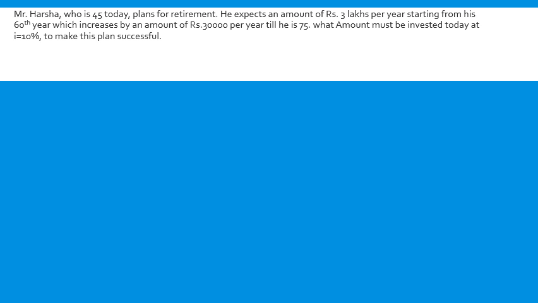Till now we have been discussing uniform series of payments. That is, he expects an amount of rupees 3 lakhs per year. That's what this statement used to be. Now, in addition to this 3 lakhs per year, there is one more amount which is 30,000 per year. How? It increases by an amount of rupees 30,000 per year. What does that mean? First year it is 3 lakhs, second year it is 3 lakhs plus 30,000, next year it is 3 lakhs plus 60,000, next 3 lakhs plus 90,000, like that it increases every year by 30,000 rupees till he is 75.